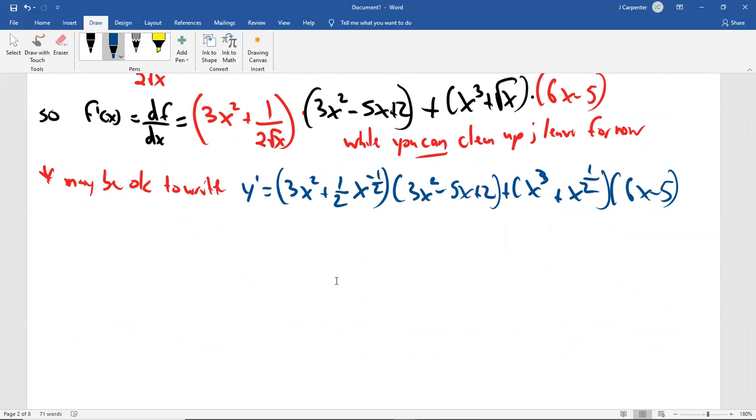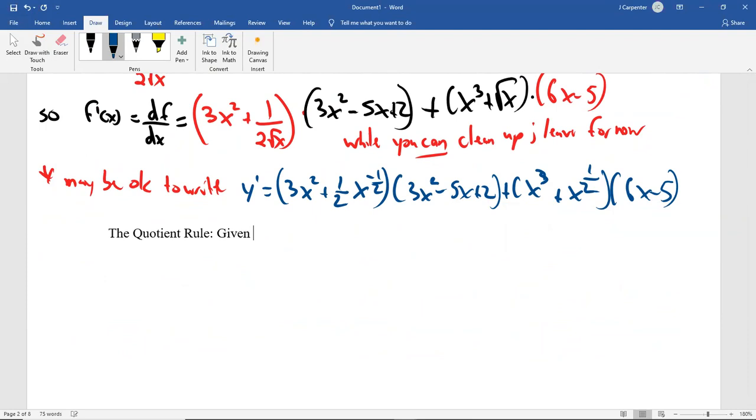We spent a solid amount of time on that. That's half the name of the section. The other half of the name of the section was the quotient rule. So we should probably talk about the quotient rule. Product rule is for products, the quotient rule is for quotients.